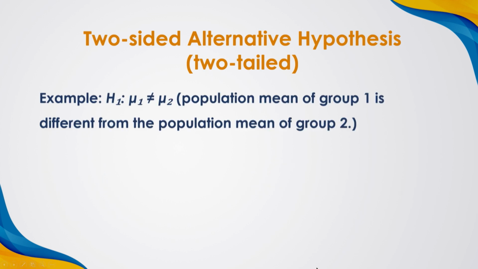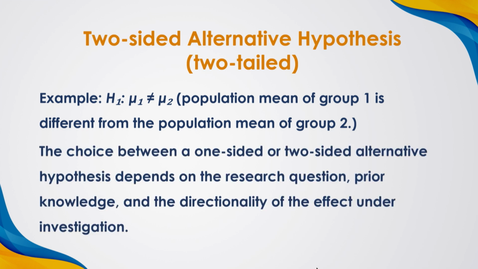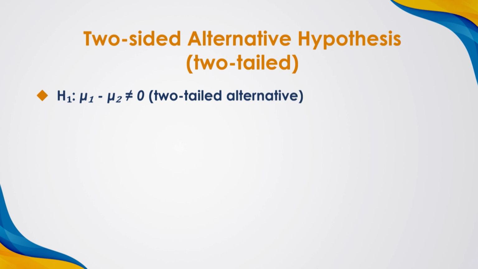For example, we consider H1: mu1 is not equal to mu2, that is, population mean of group 1 is different from the population mean of group 2. The choice between a one-sided or two-sided alternative hypothesis depends on the research question, prior knowledge, and the directionality of the effect under investigation. Two-sided alternative hypothesis: we consider H1: mu1 minus mu2 is not equal to 0. This is nothing but two-tailed alternative hypothesis.